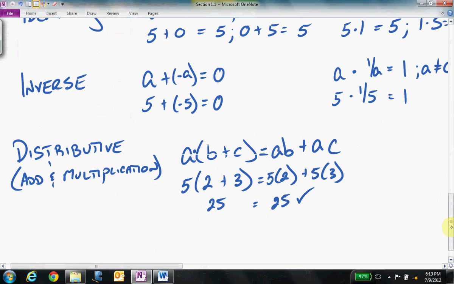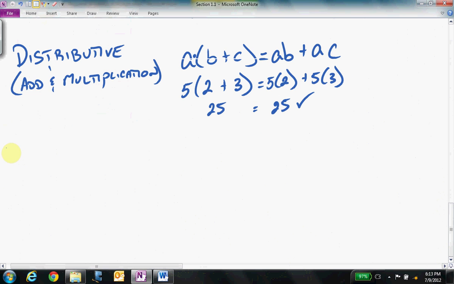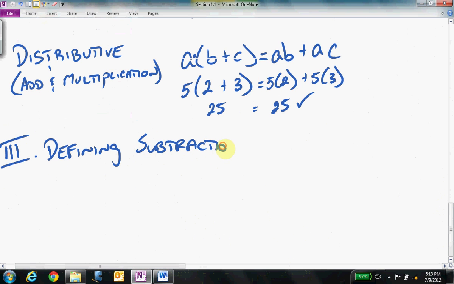So that's our properties. We're on our way, halfway done, maybe a little bit more. Now we're going to go through our definition of subtraction and division. And this is important when we want to apply our properties, which we'll do in a minute. So, number 3, defining subtraction and division.